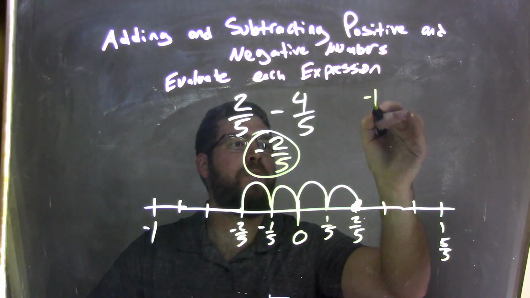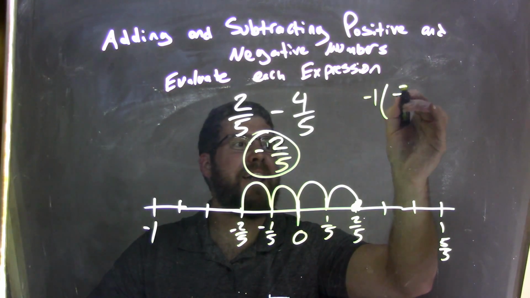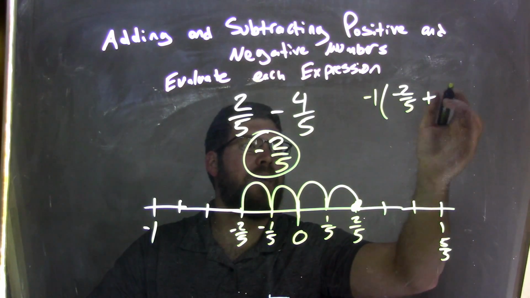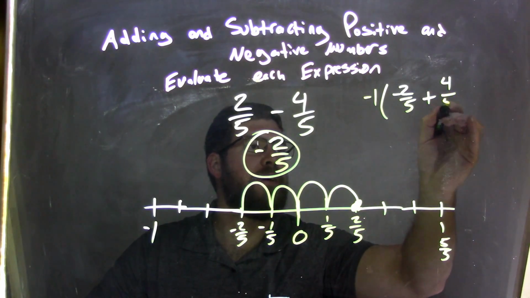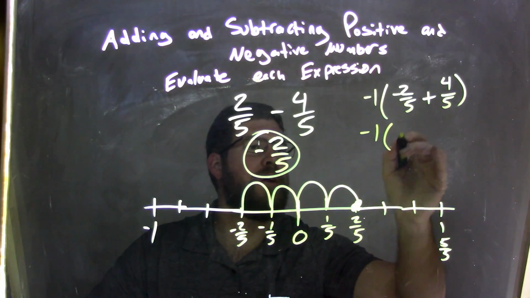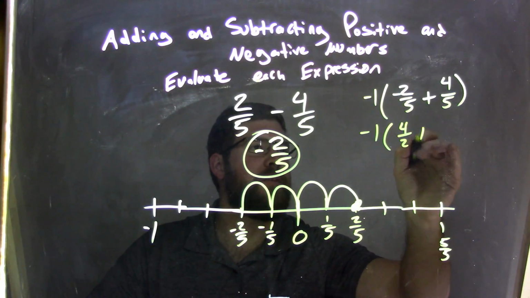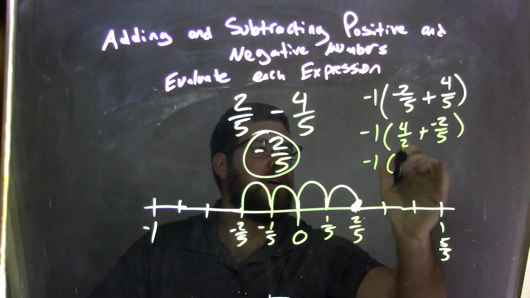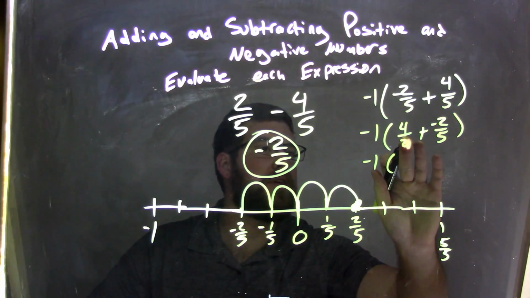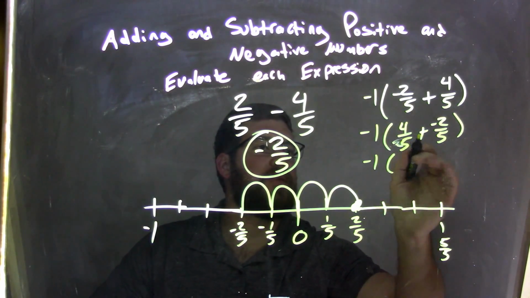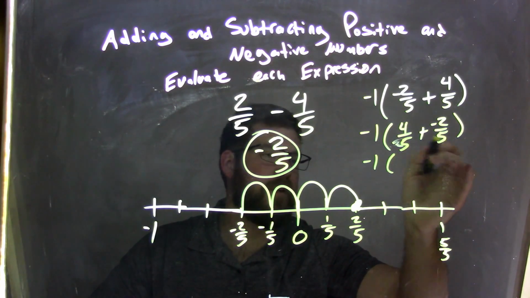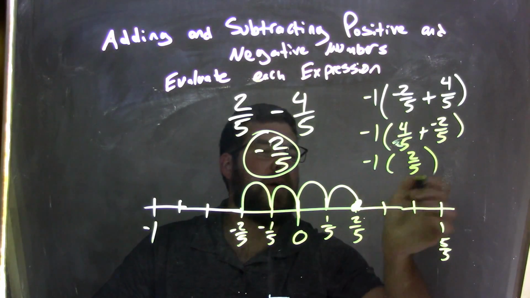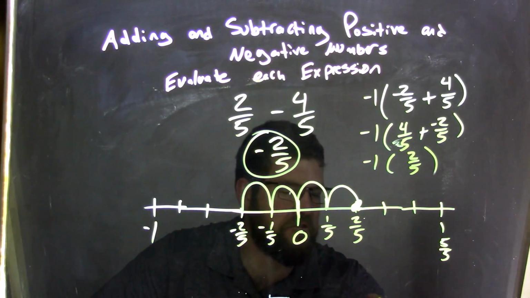You also could have pulled out a negative 1 from the problem. If I pulled out a negative 1, I'd be left with negative 1 times 4/5 plus negative 2/5, because taking out a negative makes it a positive. Adding a negative is the same thing as subtraction, so that's 4/5 minus 2/5, which is 2/5, and then multiplying by the negative 1 at the end gives me negative 2/5.